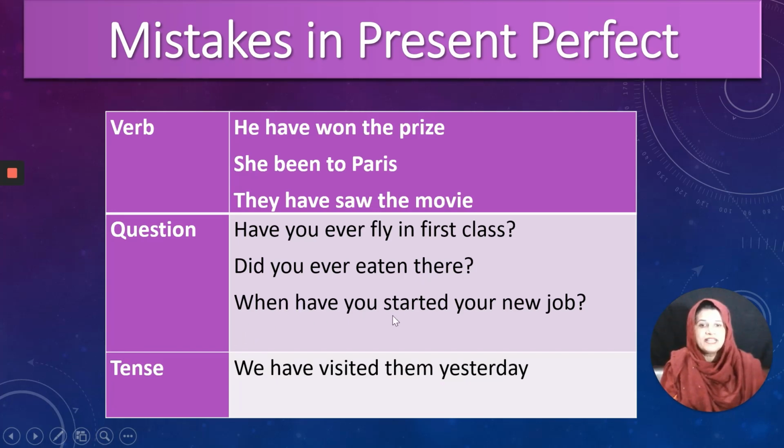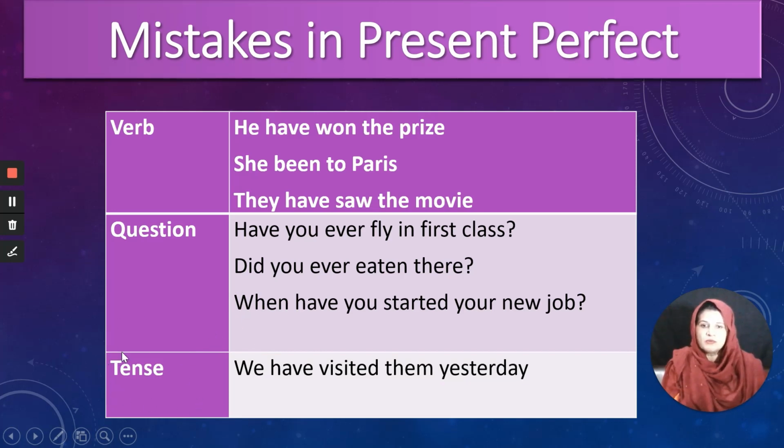Next is, "when have you started your new job?" So what's wrong in this sentence? As you are well aware, present perfect is not interested in when. So this "when" is alarming here. How can we change it? Have you started your new job? Right? We'll absolutely remove when.